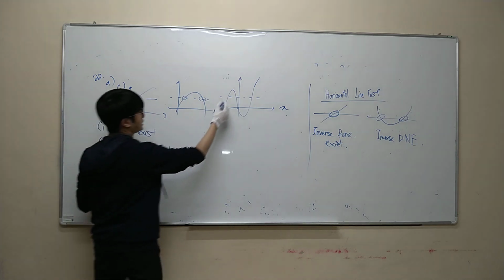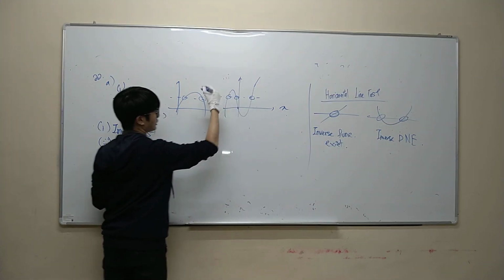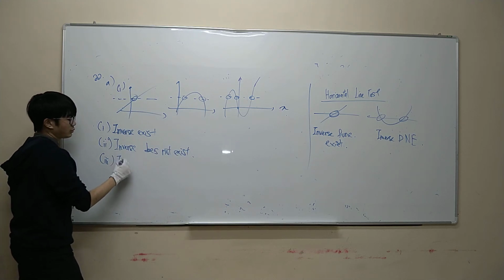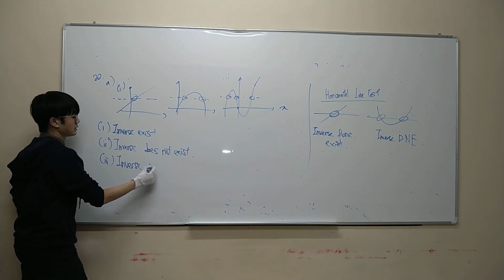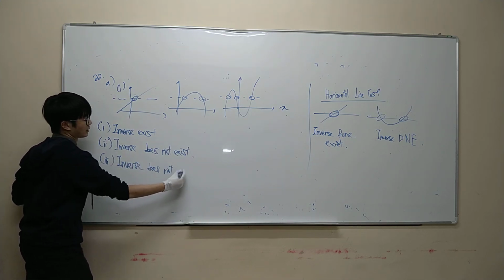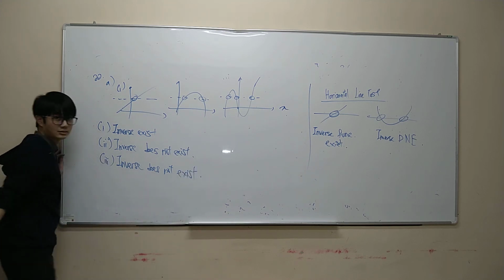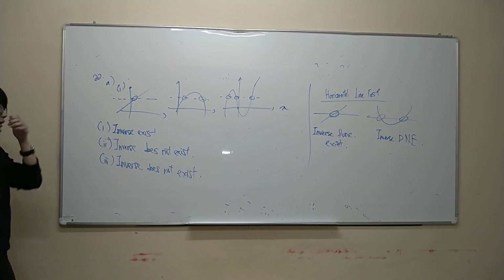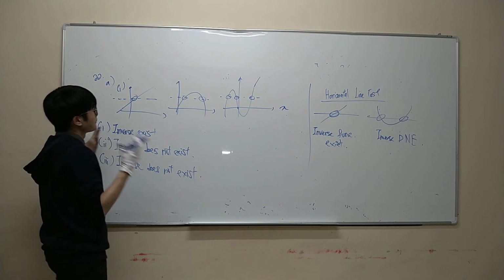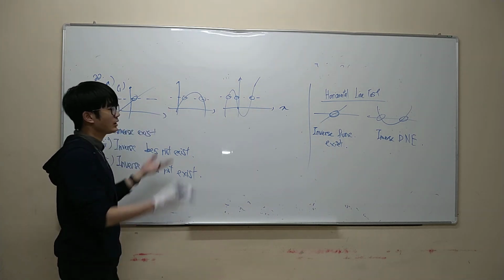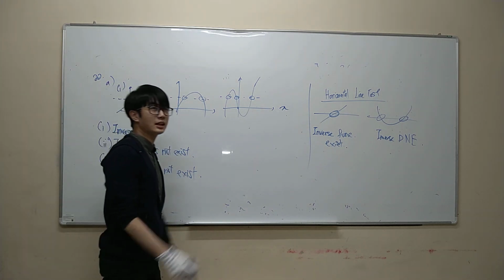What about this? How many intersection points? 1, 2, 3. So more than 1 already. So inverse does not exist. But let me explain why. Why is it like that? Why are you drawing all these lines? What is this line trying to tell us?